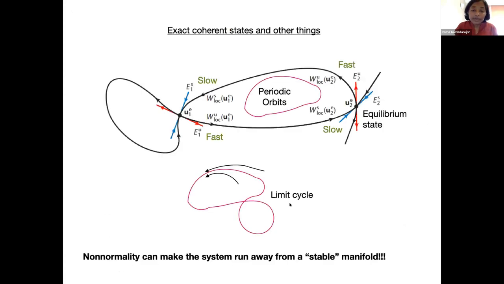Okay, so we talked about all these manifolds. Just to show you, these pink things are periodic orbits, and every time it approaches a saddle, it's very slow, then it's very fast when it leaves the saddle. And you can get heteroclinic orbits which go from one equilibrium state to the other, fast here and slow there. These are heteroclinic orbits, this guy and this guy.